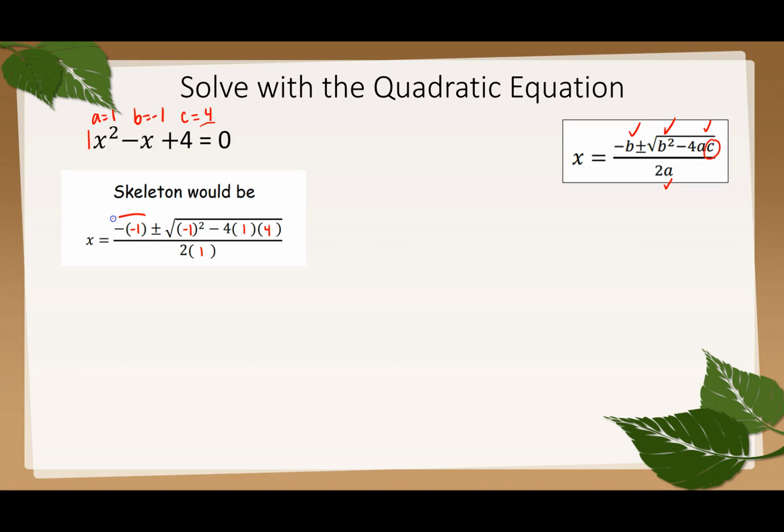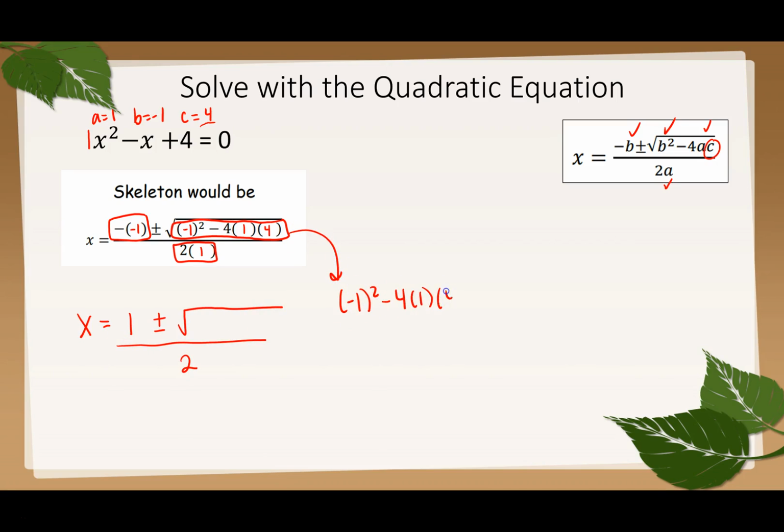Okay, we're going to do our 3 values. We're going to do this one. This one, we're not going to do the square root. We're just going to do that after. So this gives me x equals a 1 plus or minus the square root of something all over 2. Well, let's go ahead and make sure you can do -1 squared minus 4 times 1 times 4. One second, please. I get -15.